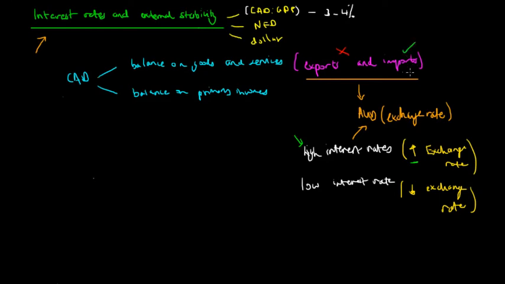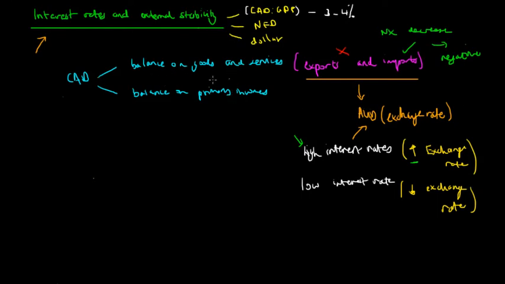Similarly, imports become cheaper because we need to forego less of the Australian dollar to convert to other currencies and therefore purchase the foreign goods and services at a lower price. So imports become more competitive, exports become less competitive, and so as a result, net exports would actually decrease, even approaching negative. So we have more imports than exports.